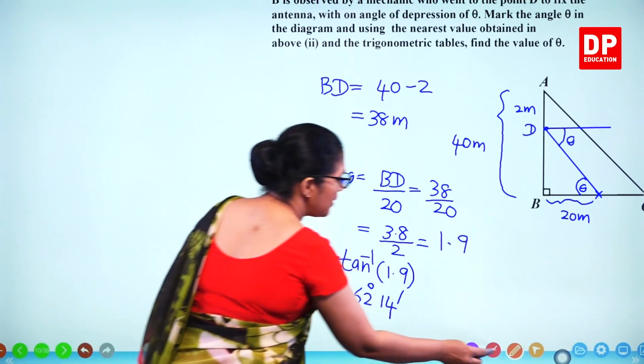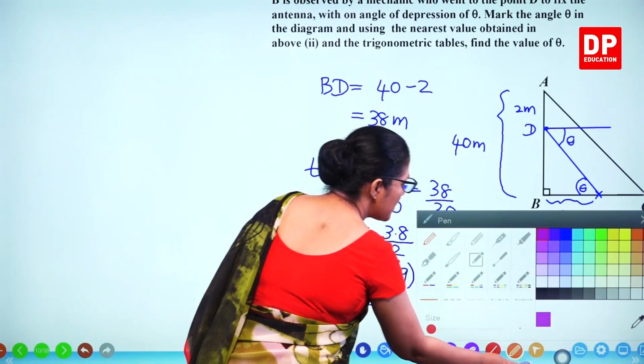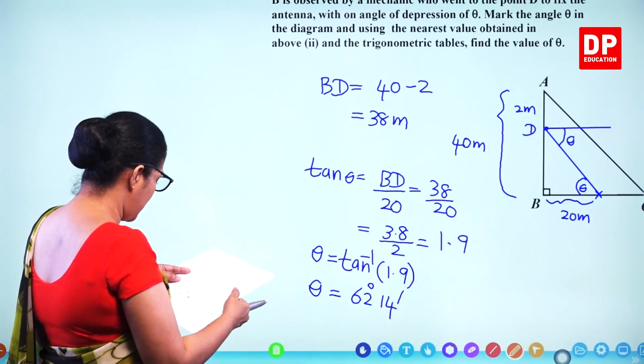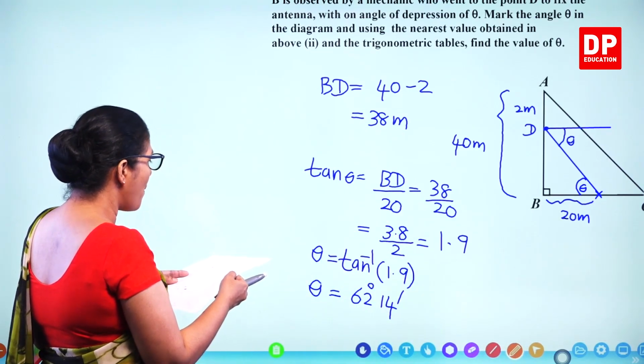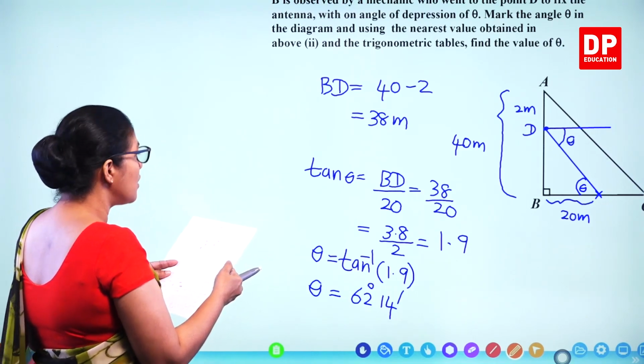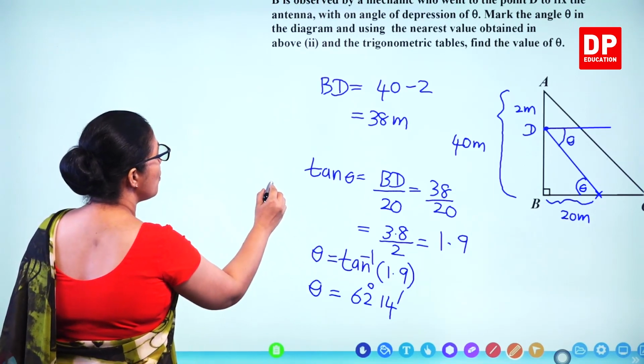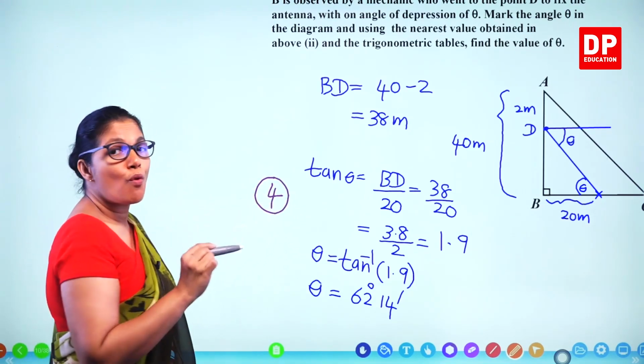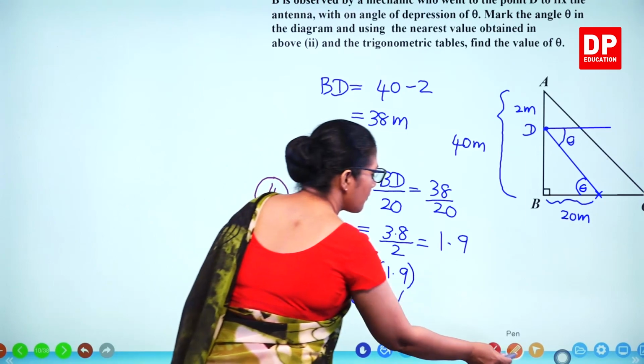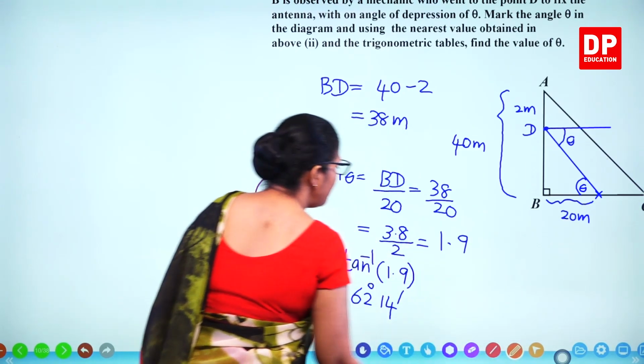So that's the angle. How many marks for this step? So you are getting 4 marks for the whole question. So here, finding the tan theta ratio, everything, 4 marks. Let's take the next one.